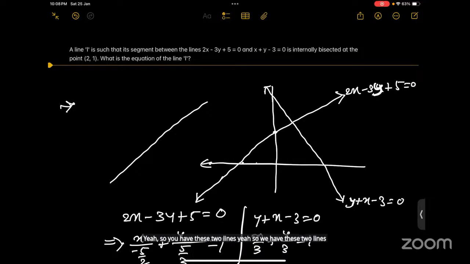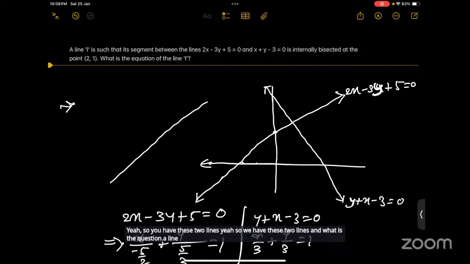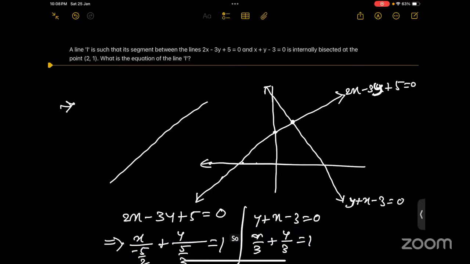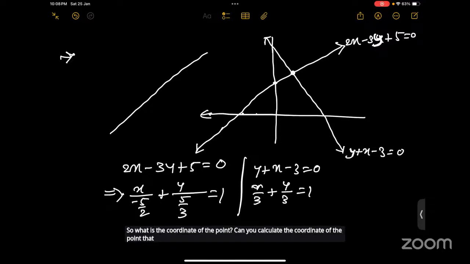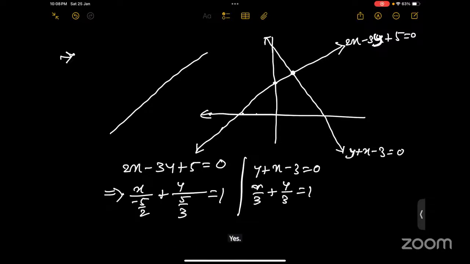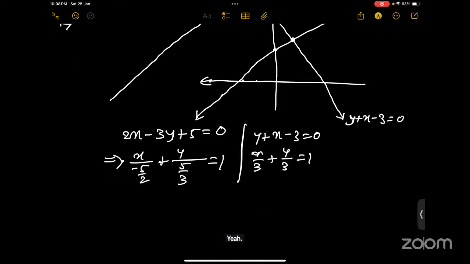And what is the question? A line L is such that its segment between these two lines is internally bisected at the point 2, 1. So what is the coordinate of the point that is the intersection of these two lines? Yes, ma'am. We can find out by solving the equations. Sure, just calculate and let me know.